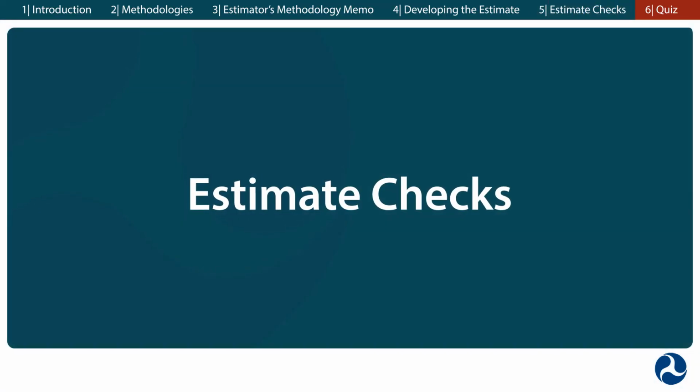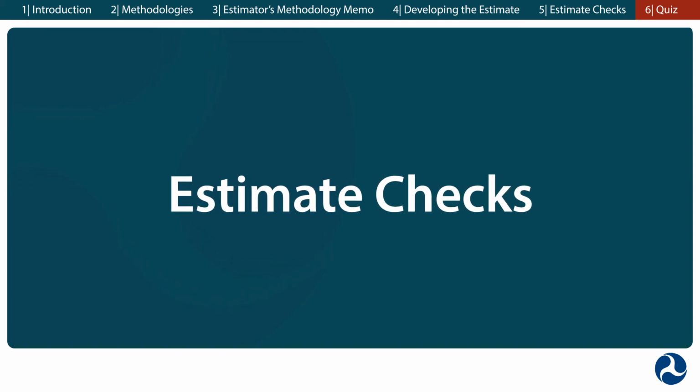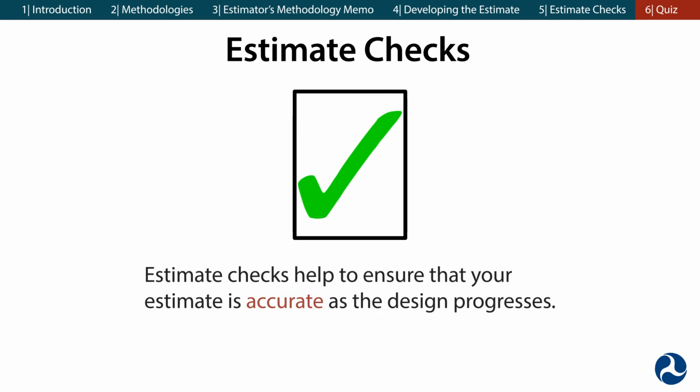Now, let's turn to the last FRA-required cost estimating activity, performing the estimate checks. An estimate check is an objective review of your cost estimate to ensure that the criteria and requirements have been met and are well documented. This helps to ensure that your estimate is accurate as the design progresses.